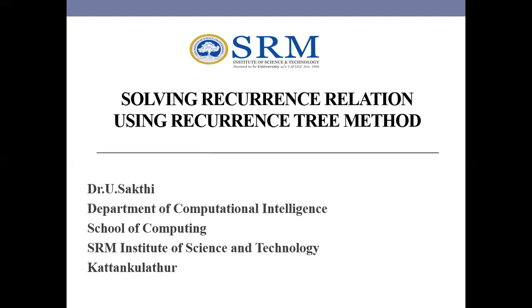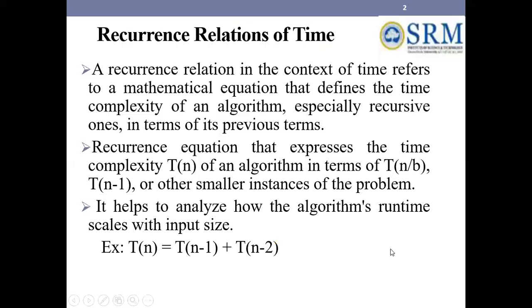A recurrence relation represents the time complexity, or time taken by the algorithm, in a mathematical equation. So by solving the recurrence relation using the recurrence tree method, we can find the time complexity of the algorithm. Recurrence relations represent the time taken by the algorithm with respect to input size n. That is, the relation is represented in the form of a sequence of terms with respect to n.